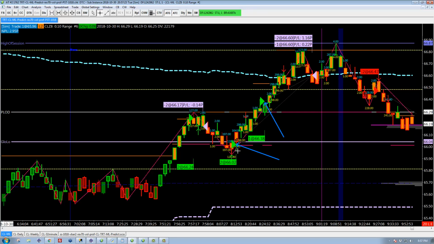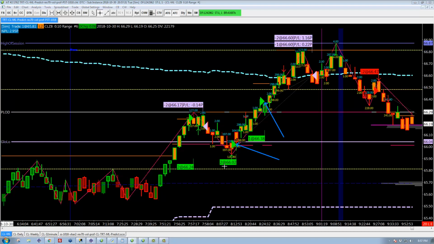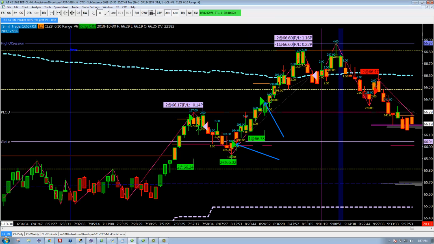Let's check the spreadsheet here. We should... order. Oh, we're okay. So because we started 2 here, this is a mistake on my part. So something interesting about Sierra Chart. Let's just do a quick little tutorial. Here's my trade window. Open trade window for chart. All right, where did it go? It's way over here.